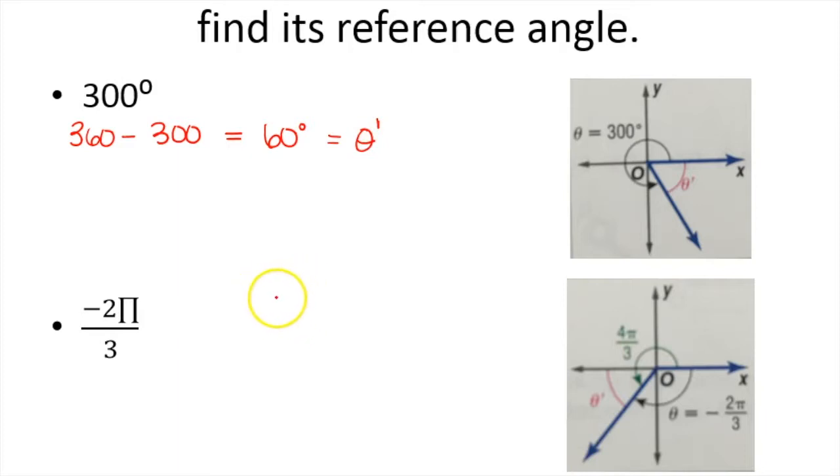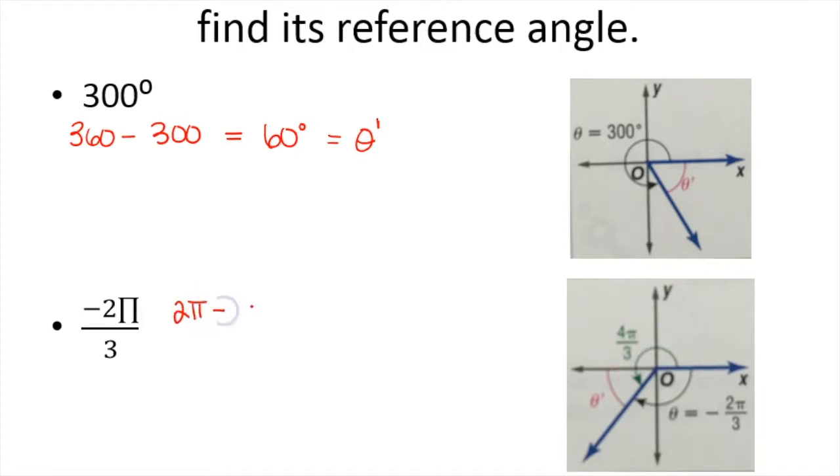Then we have negative 2 pi over 3, which again is already drawn for us over here, and it lies in quadrant 3. So we can either use 2 pi and subtract our angle from here, or we can use the positive version of that angle. Since this went clockwise, we can go counterclockwise to get the positive version of that. So I'm going to show you both things.